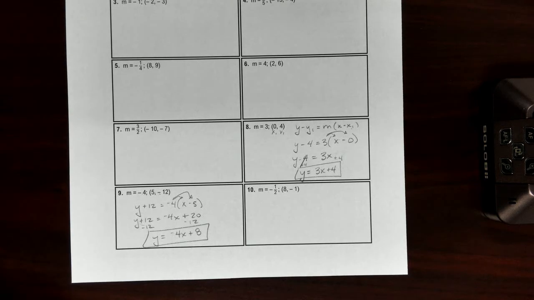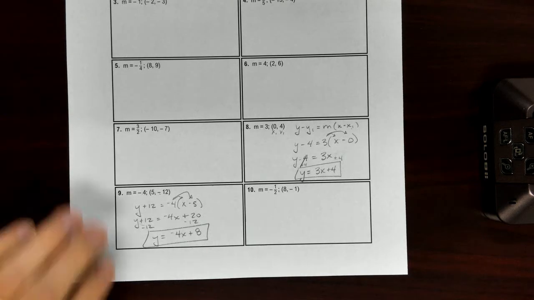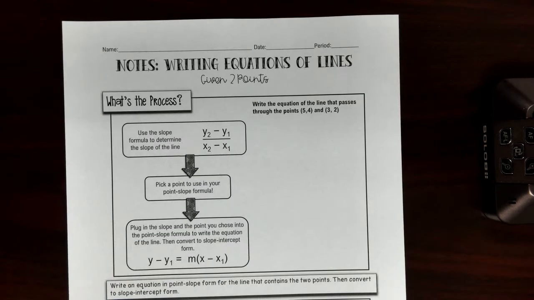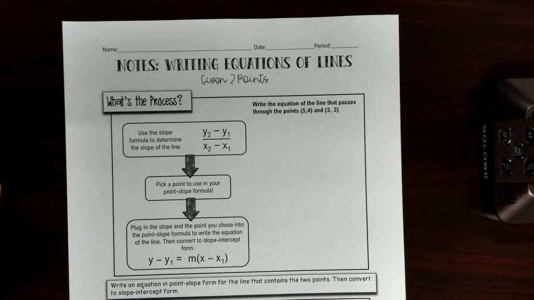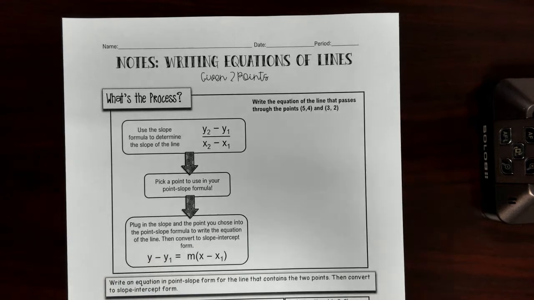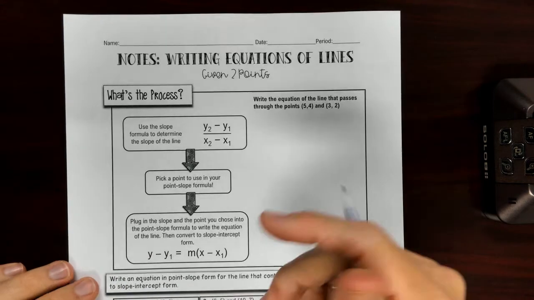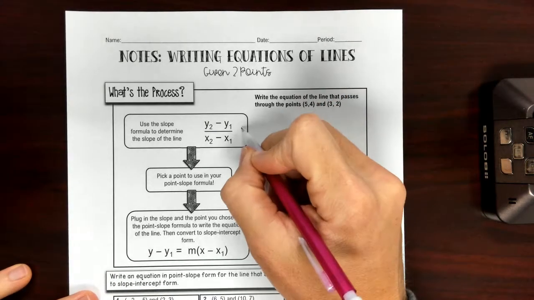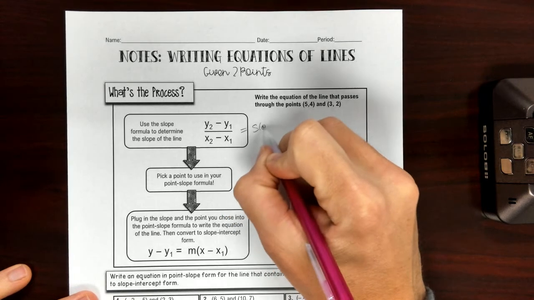Man, this is hard. I know. Okay, now, let's keep rocking. What if I only give you 2 points? Earlier, I gave you 1 point and the slope. So what if I only give you 2 points? Well, guess what? You can find the slope, guys. We've done this. This is the slope formula.